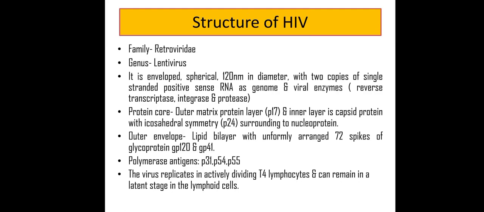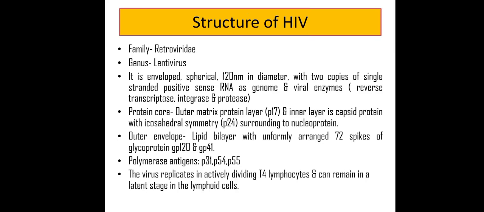Now we will switch over to the structure of HIV, the human immunodeficiency virus. The family, as we discussed earlier, is Retroviridae. The genus is lentivirus. Concentrating on the structure, HIV is an enveloped, spherical virus, 120 nanometers in diameter, with two copies of single stranded positive sense RNA as its genome. The viral genome is also associated with the viral enzymes reverse transcriptase, integrase and protease, which are essential for the completion of genome replication.